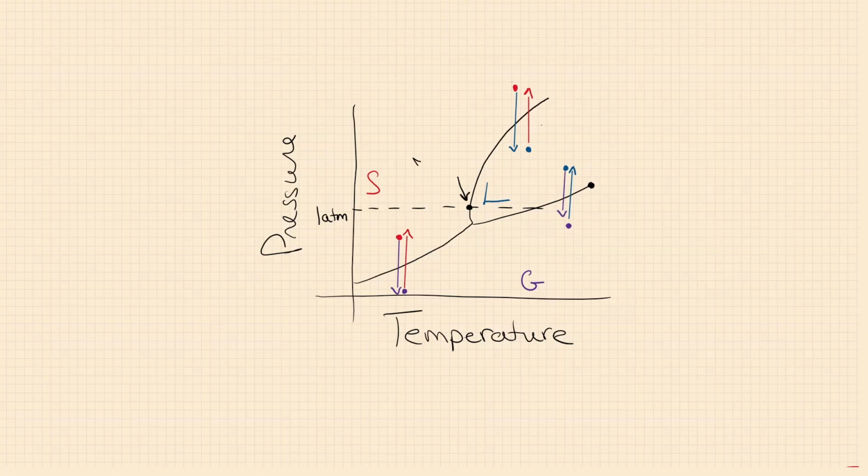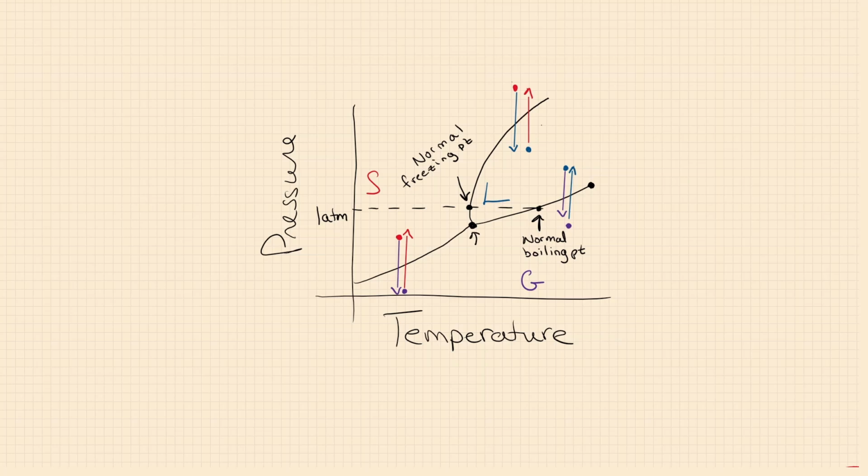So, looking at 1 atmosphere and drawing a line across where it intersects the solid-liquid line would be our normal freezing point, and where it intersects our liquid-gas line would be our normal boiling point. We see here in the middle there's a point where all three of our phase boundaries intersect.